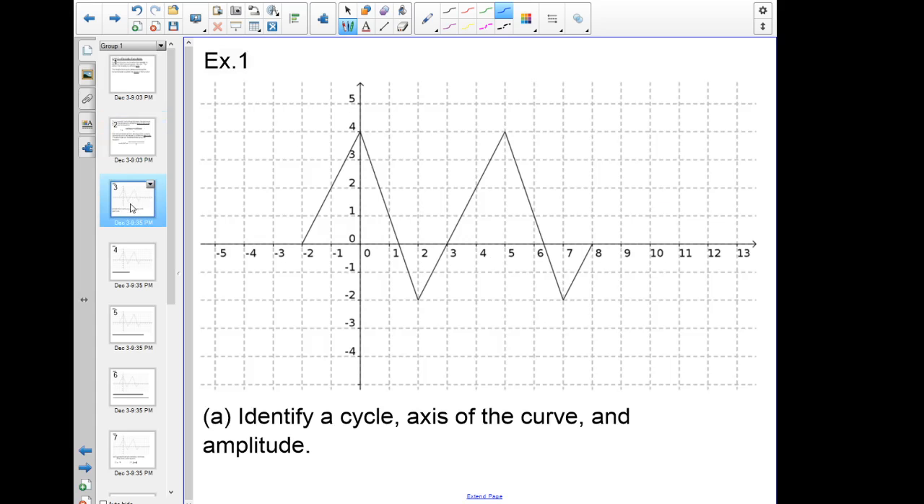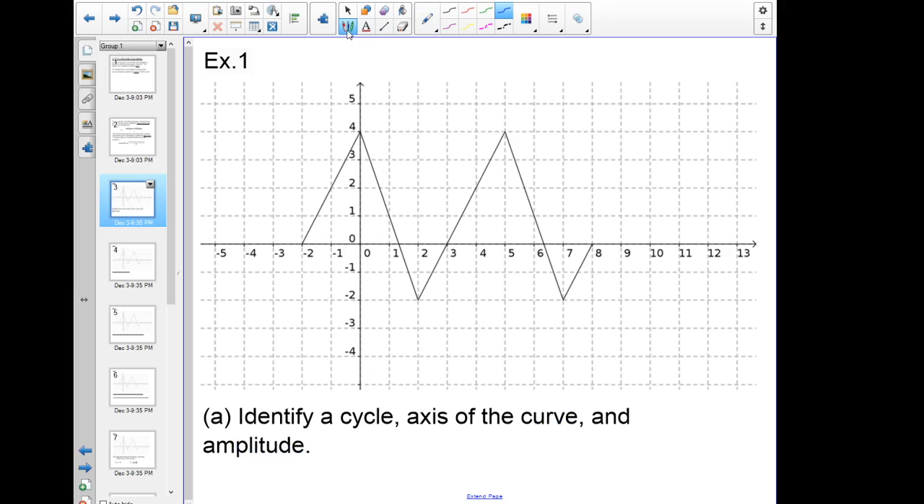So let's take a look at a graph of a periodic function. So you can see it is a function. This passes the vertical line test, but it's not something like anything we've come across so far in the course. So I ask for a couple of things here. Identify a cycle, identify the axis of the curve. I'm actually going to draw that in. And what is the amplitude of this periodic function?